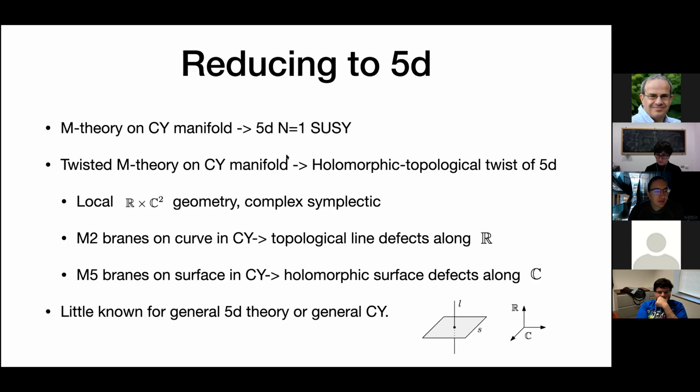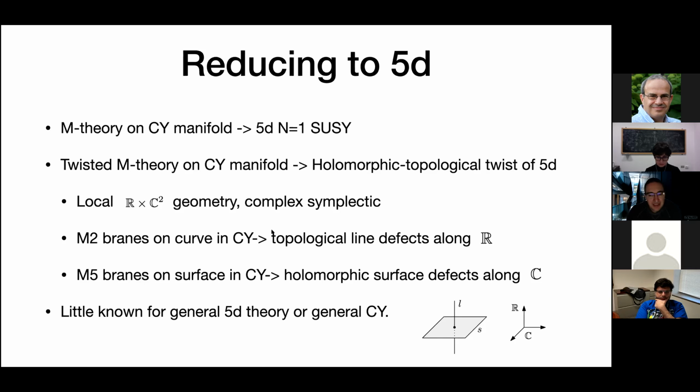Now, the local geometry, as I said, is R times C2. So there is a topological direction, there are two holomorphic directions, and there is a complex symplectic form on C2. The sort of brane probes that you can insert in this system are M2 branes wrapping a curve in the Calabi-Yau, which give you a topological line defect along the real direction, or M5 branes wrapping a two-dimensional complex surface in the Calabi-Yau, which gives you a surface defect in R times C2, that wraps a holomorphic plane in R times C2.